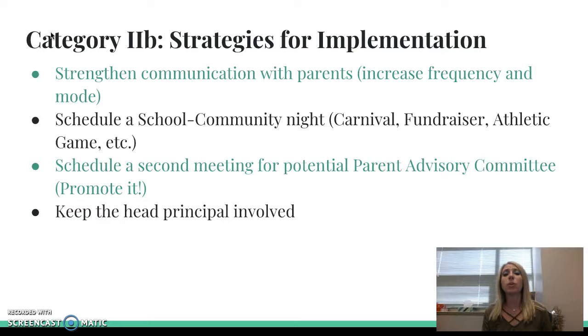We need to schedule a school community night, whether this be a school carnival or a fundraiser at a local restaurant or a feeder night at the high school game where each elementary building has a night where they are celebrated at the high school football game.